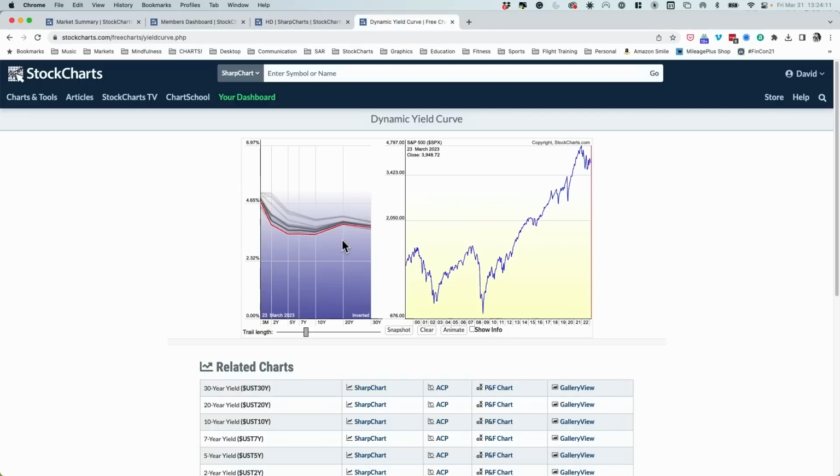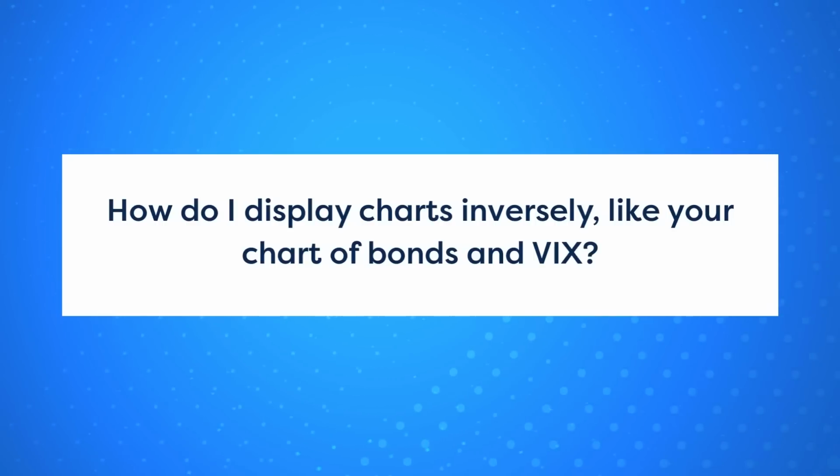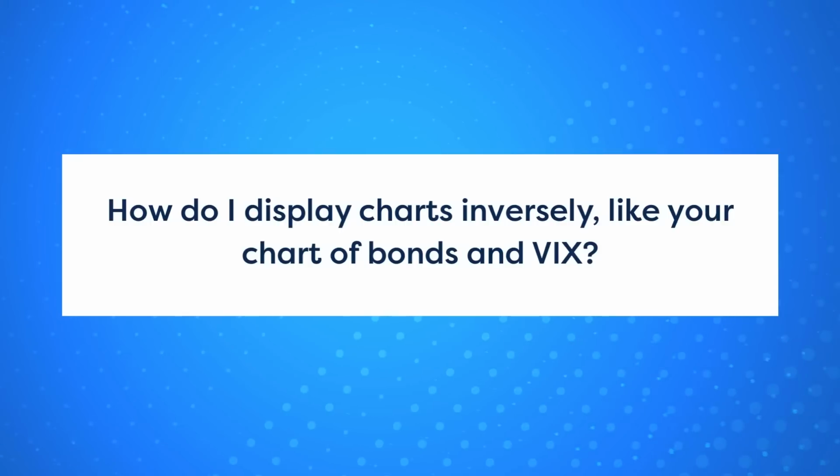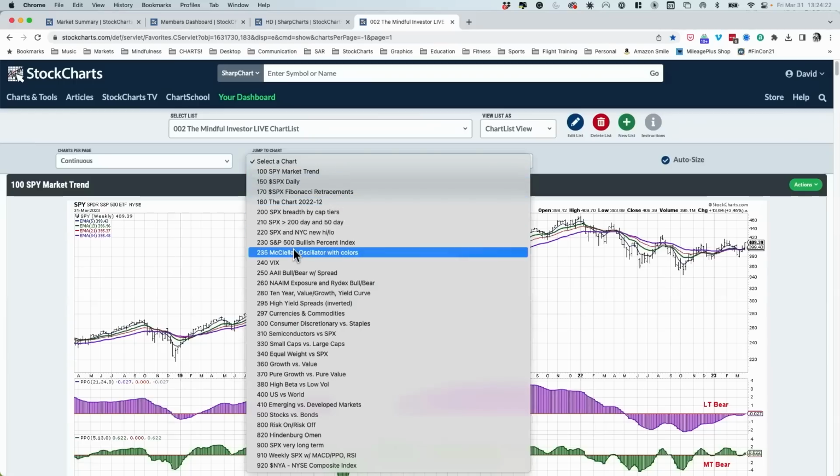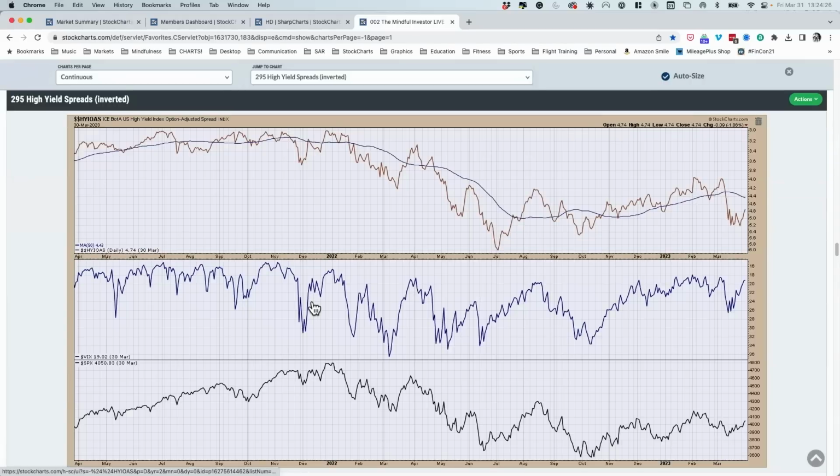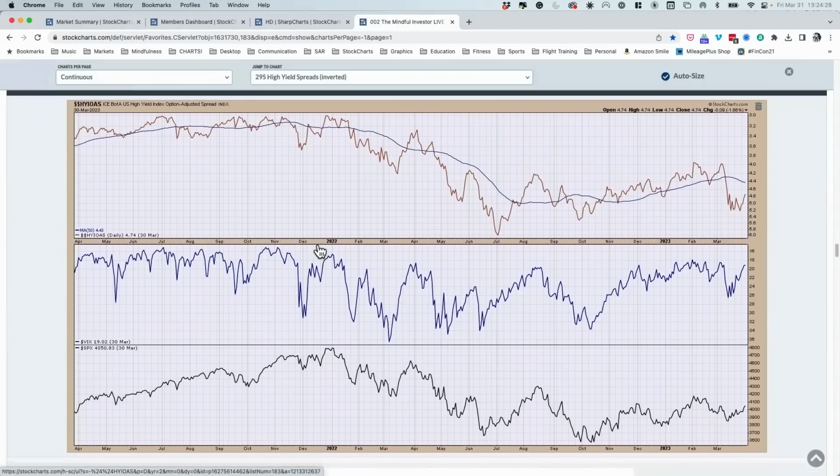Probably our final question: how do I display charts inversely, like your charts of bonds and the VIX? Yeah, one of the charts in my Mindful Investor Live chart list, I love this chart, is looking at high yield spreads. And I like to look at charts inverted. And this is a trick that I learned in my Fidelity days. One of the things we would do would be to flip charts upside down.